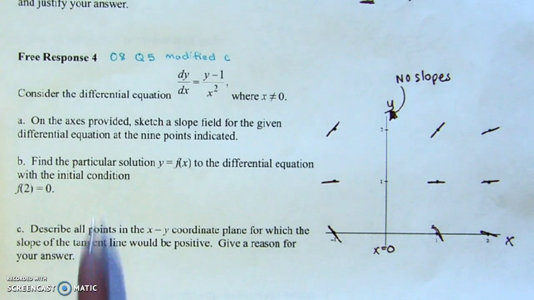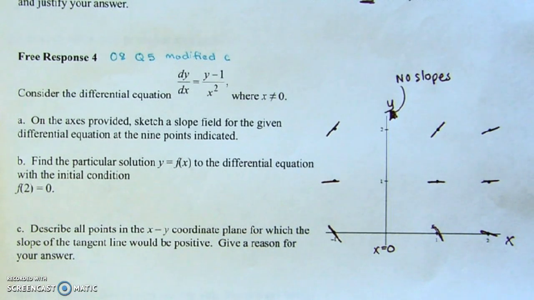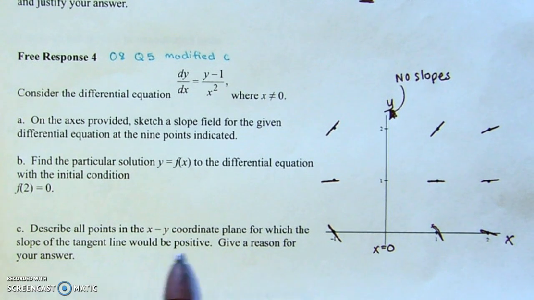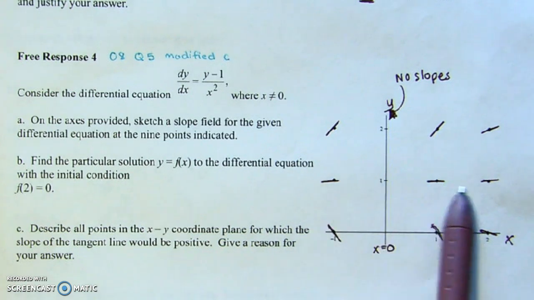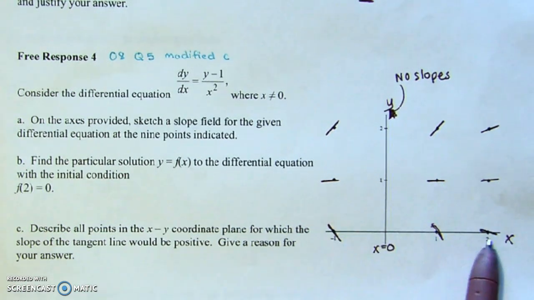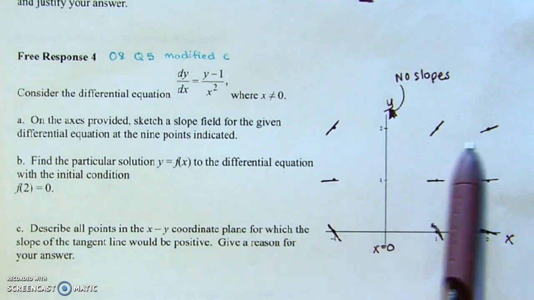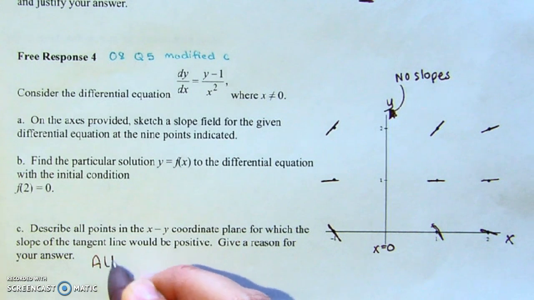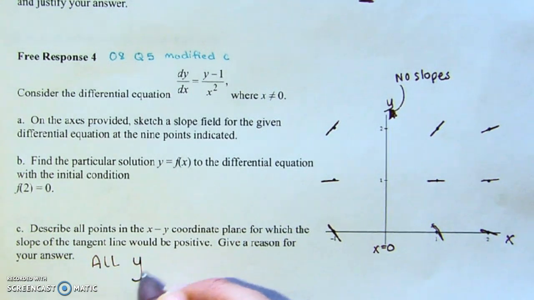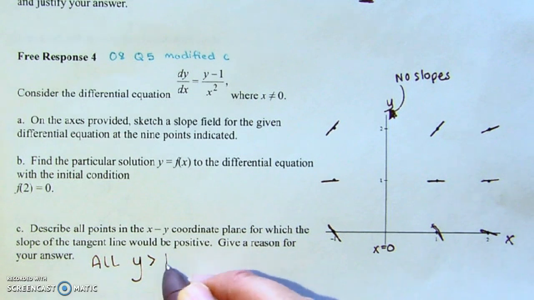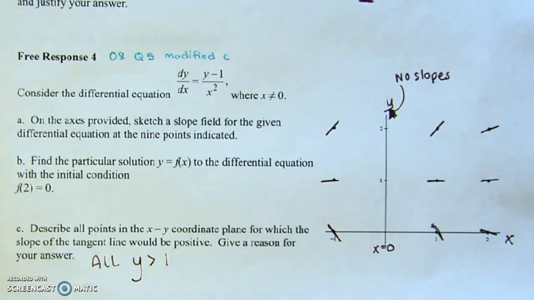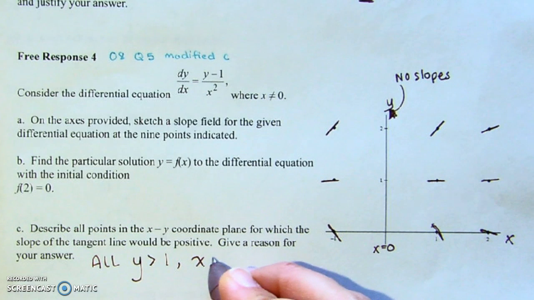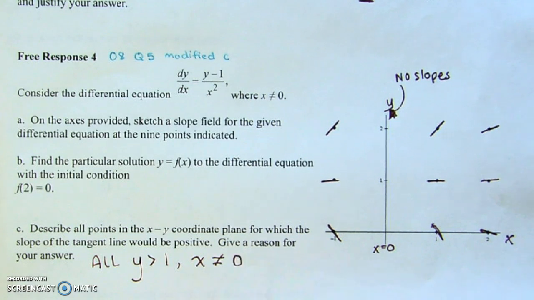Let's answer C, and then we'll do B on another piece of paper. Describe all the xy coordinate points for which the slope of the tangent line would be positive. Give a reason for your answer. So do you see here, this is 0, and then these are negative, and do you agree these are all positive here? So what we're going to say is all y values greater than 1, but x can't equal 0.